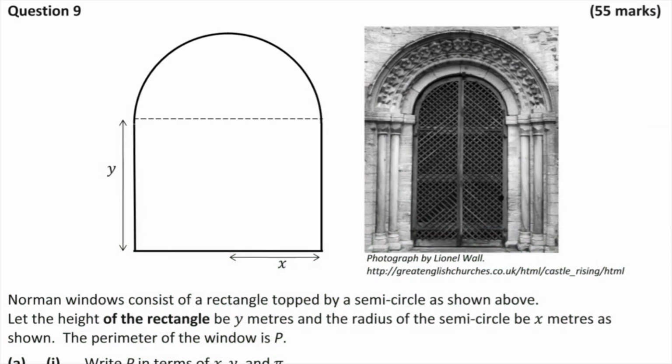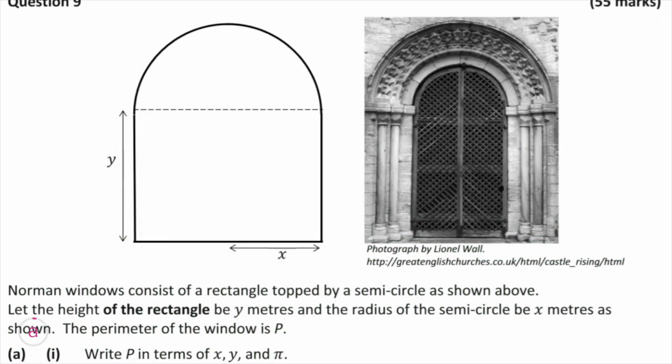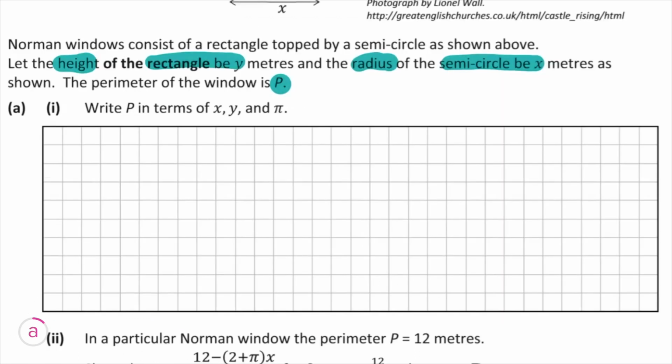Okay, so here's our question. We're given these Norman windows here, which consist of a rectangle topped by a semicircle. We're told the height of the rectangle is y, and the radius of the semicircle is x, as shown in this diagram, and the perimeter is p. So the first thing we're asked to do is to write p in terms of x, y, and pi. This shouldn't really be too difficult.